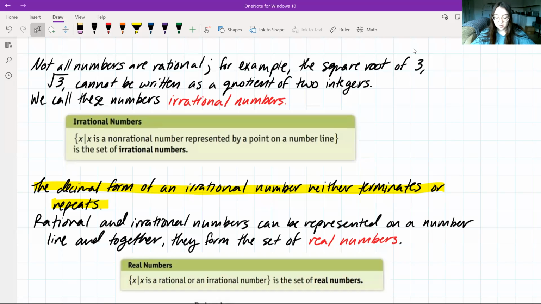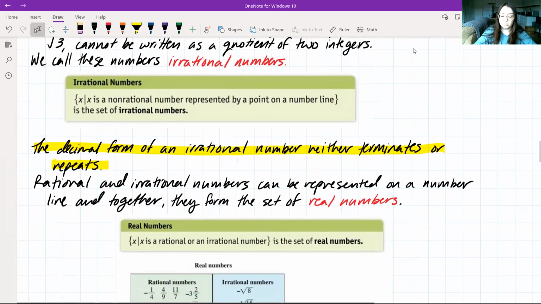So the decimal form of an irrational number neither terminates nor repeats. This means that it's going to go on forever, but when it goes on forever, it's not repeating itself. It's just going to be multiple numbers on forever. So rational numbers and irrational numbers can be represented on a number line, and together they form the set of real numbers. So rational numbers in combination with irrational numbers are the set of the real numbers.